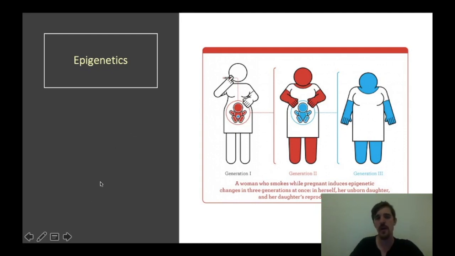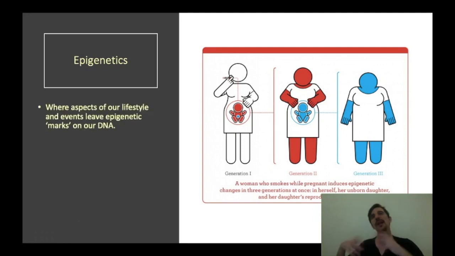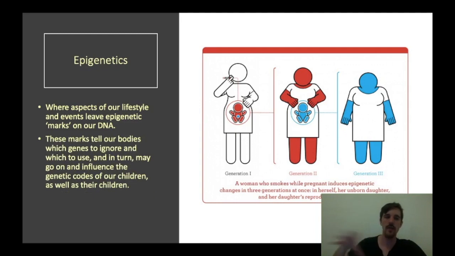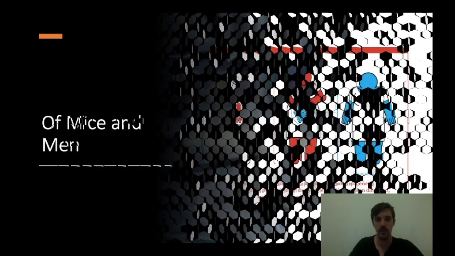You can probably see where I'm going with this when I talk about epigenetics then. This is where aspects of your life leave little marks on your DNA. So you can actually change your genetic code without necessarily making big changes to yourself. And those changes to your genetic code then affect your offspring. These marks tell our body which genes to ignore and which to use, and in turn may go on and influence the codes of your children, as well as your children's children, your grandchildren, so to speak.